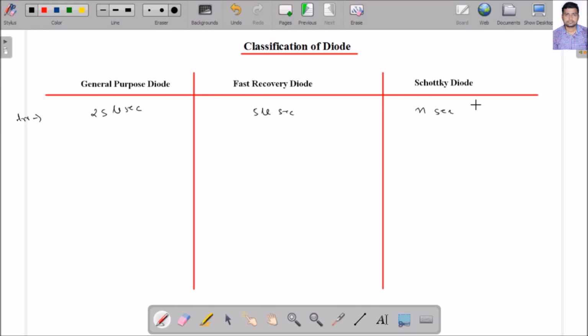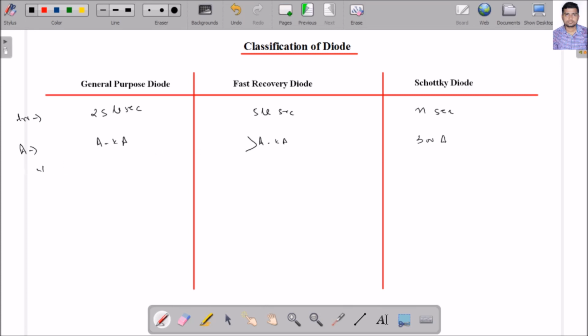So if the reverse recovery time is more, definitely it requires more time to turn off. The next is ampere. If I am considering the current rating, here the rating is around ampere to kiloampere range, and it is also ampere to kiloampere range, but it is less than general purpose diode, means current handling capacity is generally less in case of fast recovery diode as compared to general purpose diode. And here the range is around 300 ampere.